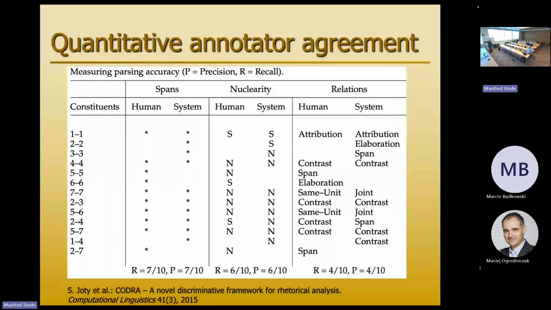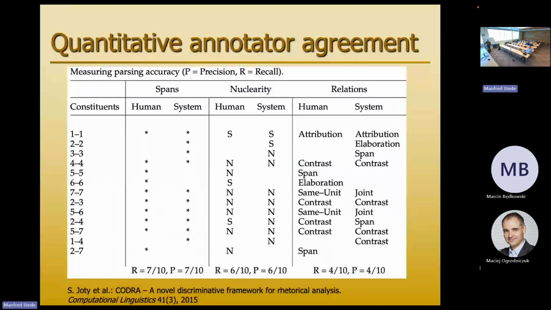And then if the human is right and the system is the system, we can compute precision and recall in the usual way. And then we can add nuclearity. The human said, here is a satellite, and the other unit is the nucleus, and these are my nuclearity decisions. The system makes these nuclearity decisions. In the same way, we can compute precision and recall. In the very last step, we add the relations that are labels for these nuclearity assignments. And again, we can compute precision and recall in the same way.